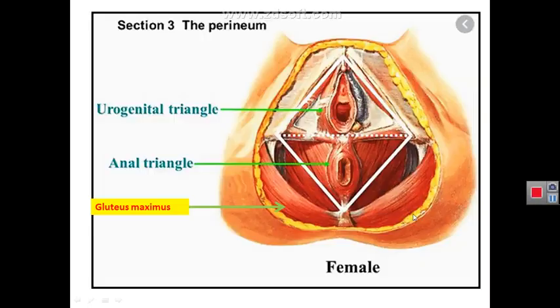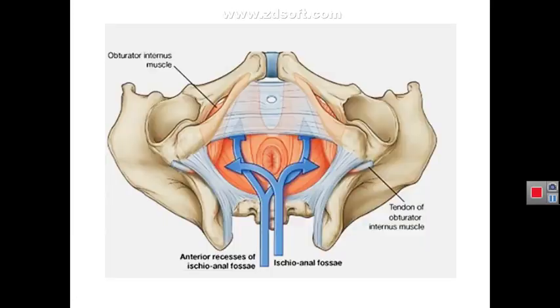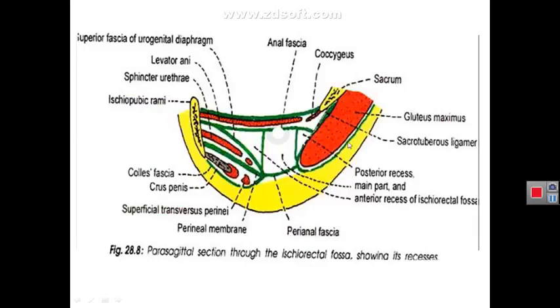And this figure also shows that configuration. This is the ischiorectal fossa. You can see posteriorly it is bounded by this muscle, which is the gluteus maximus muscle. And here you can see the sacrotuberous ligament bounding the ischiorectal fossa posteriorly. So the posterior boundary is gluteus maximus and sacrotuberous ligament. What about the anterior boundary?